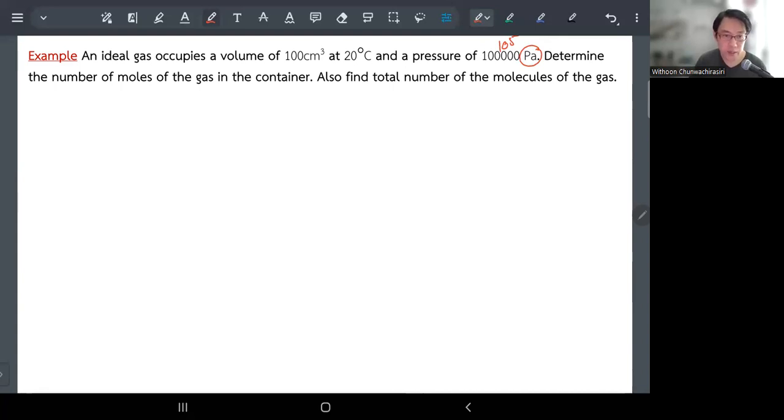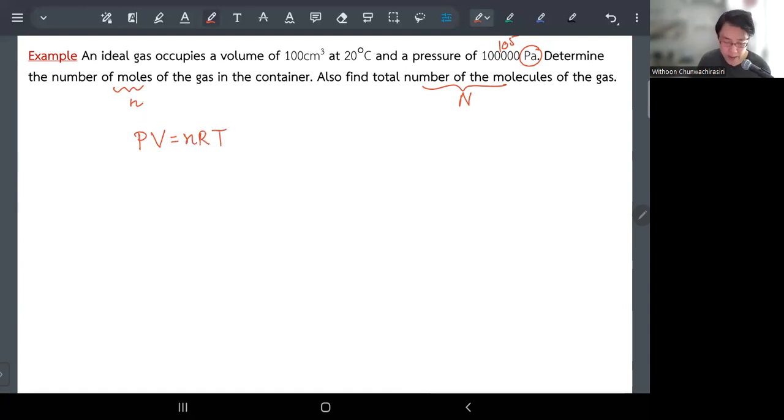So they said determine the number of moles and also the total number of molecules. So what they want over here is the small n and the capital N. All you need to do is bring in the correct expression to apply. Let's start with the first one, the small n: PV equals small n RT.